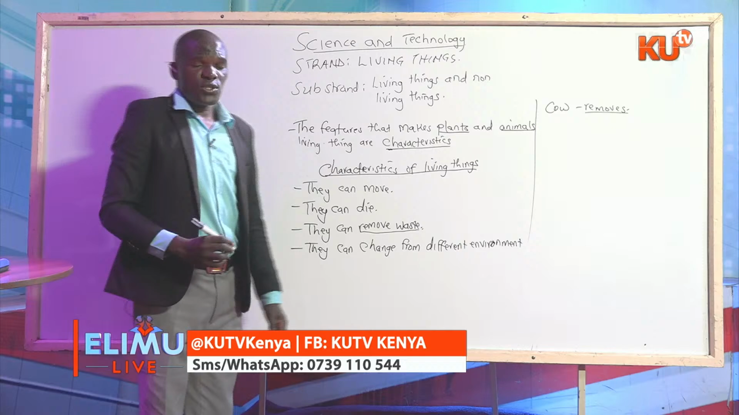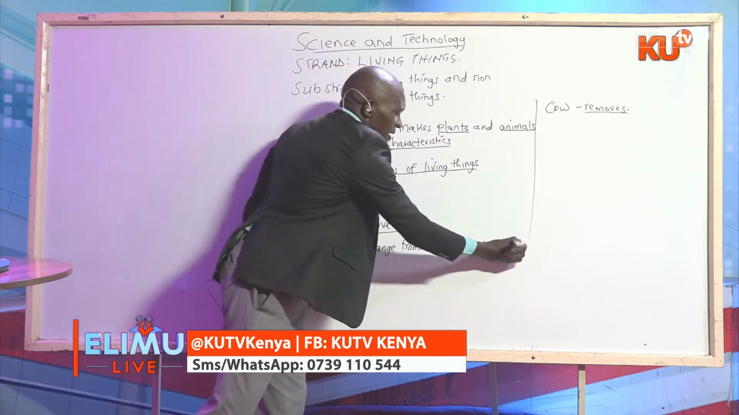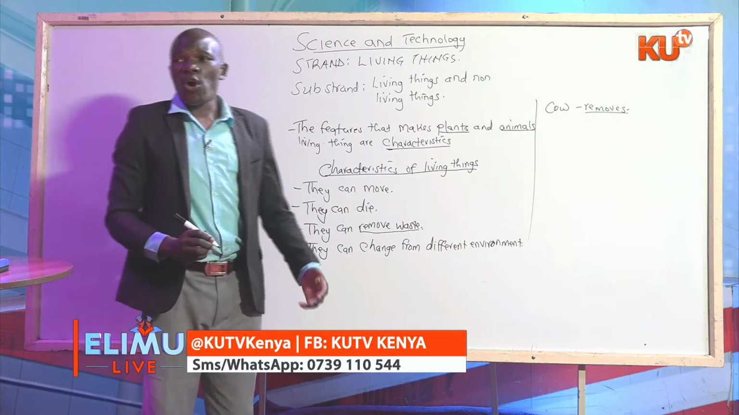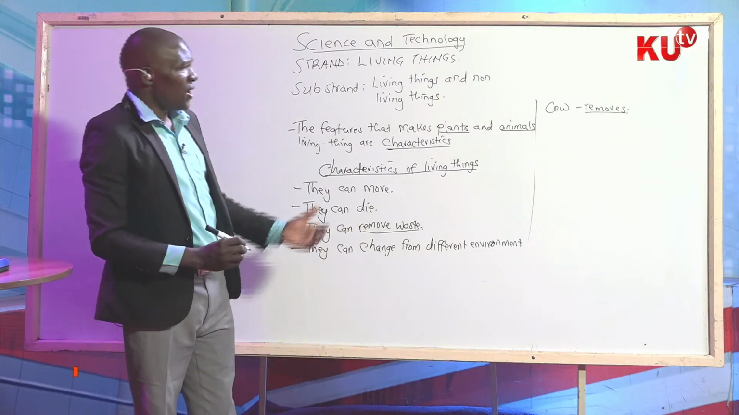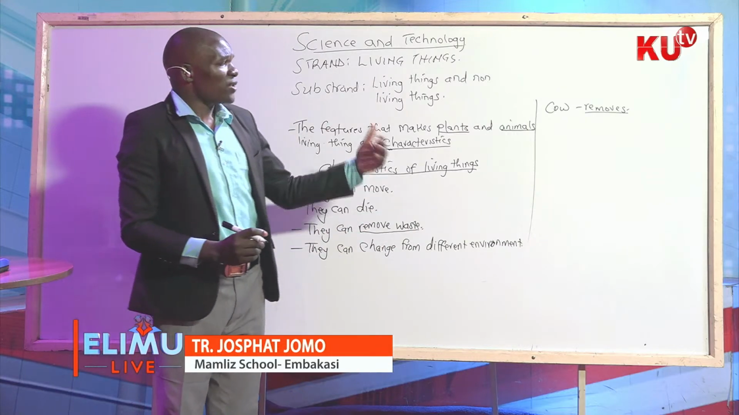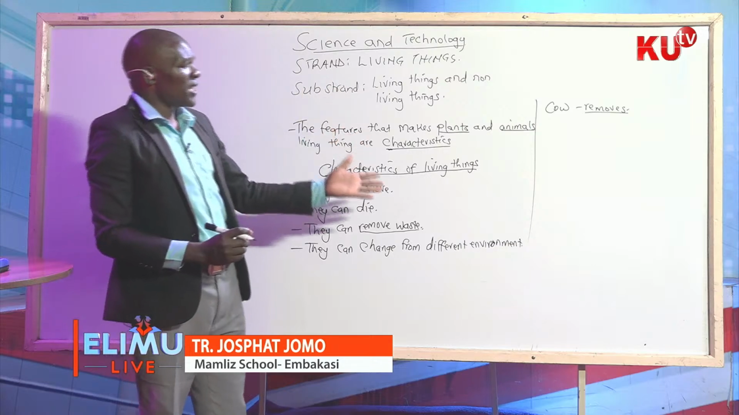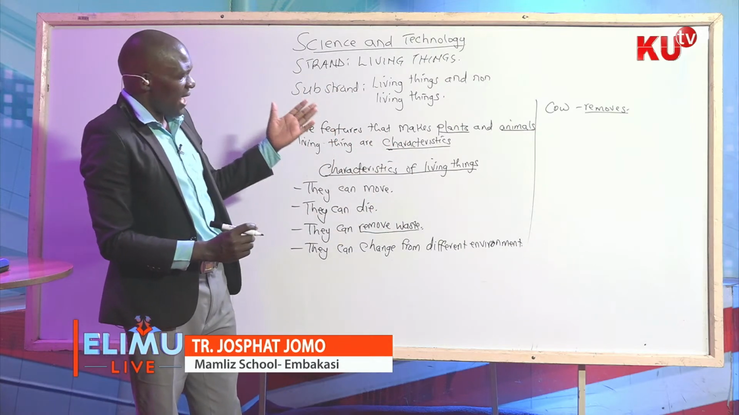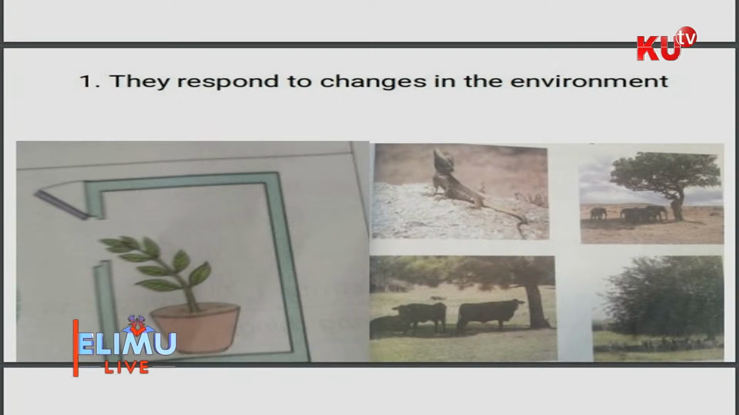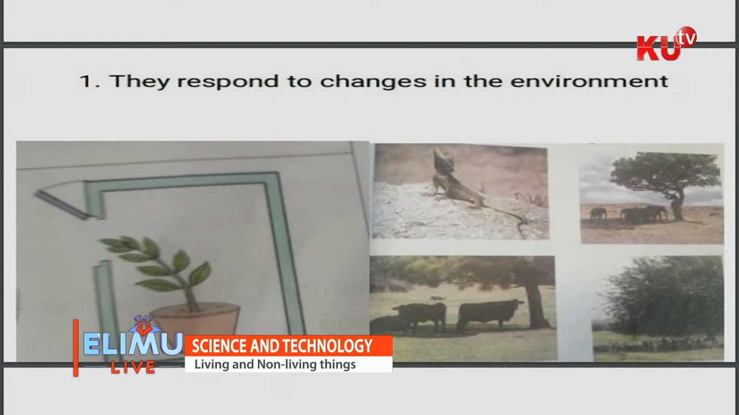If you move to a different place, and the temperature becomes hot, you will see human beings reacting. Also the cows will be reacting. If we have a lot of sunshine, you will find the animals looking for shelter. You will have human beings also looking for where to hide themselves because of the sunshine. So they can change from different environment.